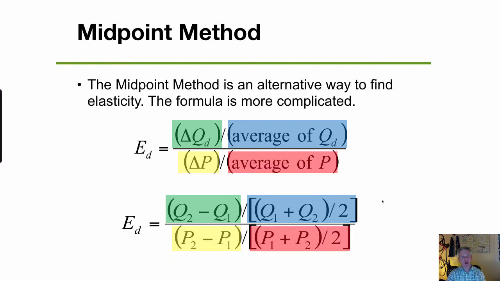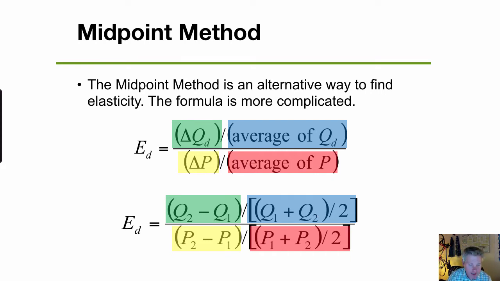All right. So this alternative gives you a way to find the elasticity, and it doesn't matter which way you start. As long as you keep the second quantity, the second quantity, the second price, you'll always get the right answer, as long as you keep that straight.